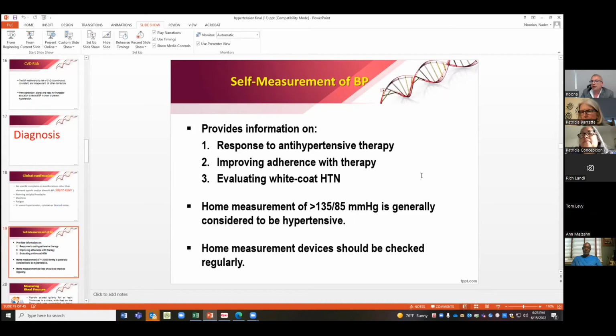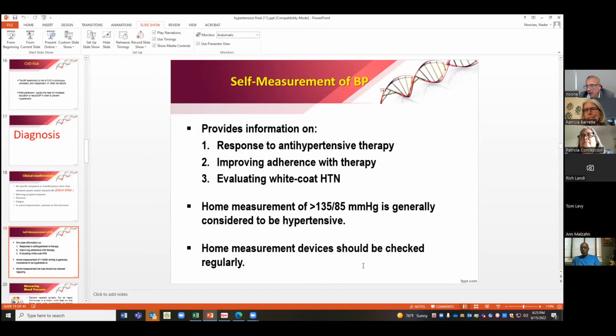So important to check that at home. Also, when you have good understanding and follow-up of your blood pressure, it does improve your adherence and compliance with medical therapy or otherwise. In general, if your blood pressure readings at home are 135 over 85 or greater, very likely you're hypertensive to begin with, okay?